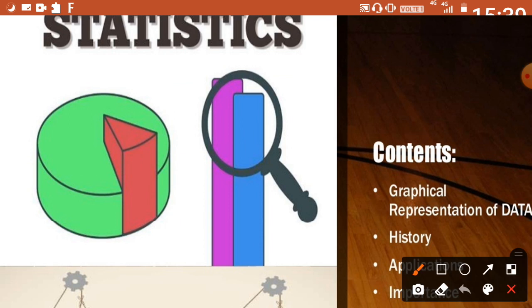So let's look at what we are going to discuss. First of all, we will look at what is graphical presentation of data. Then we will study about its history, how graphical presentation of data evolved. Then we will study about its application, then its importance. We will study about different types of graphs, and then we will also discuss their importance.